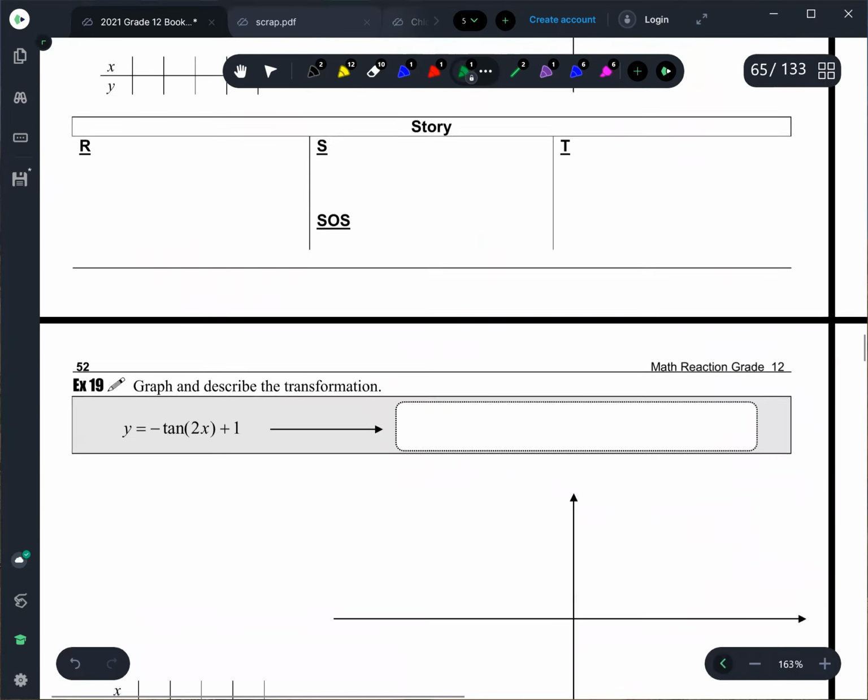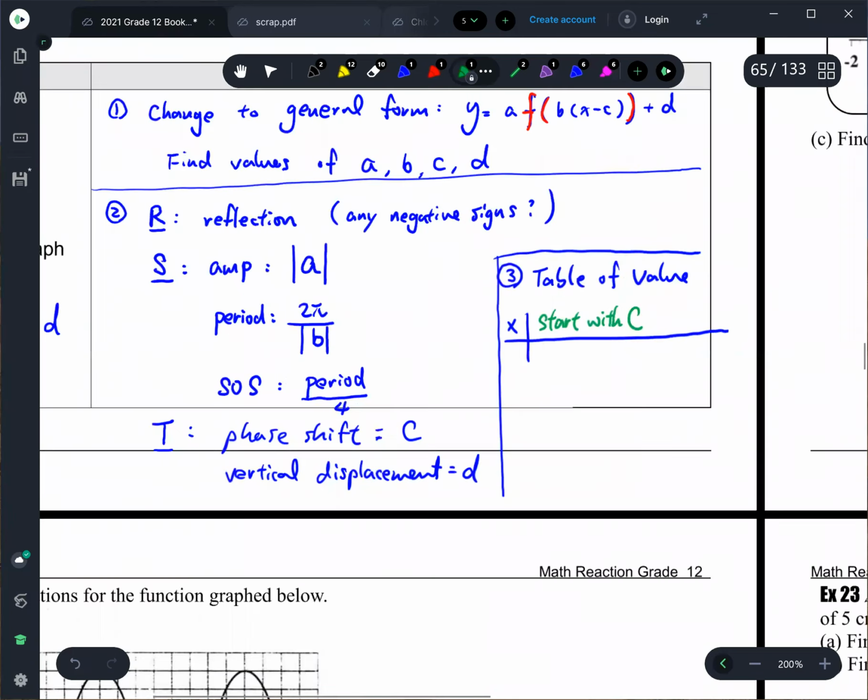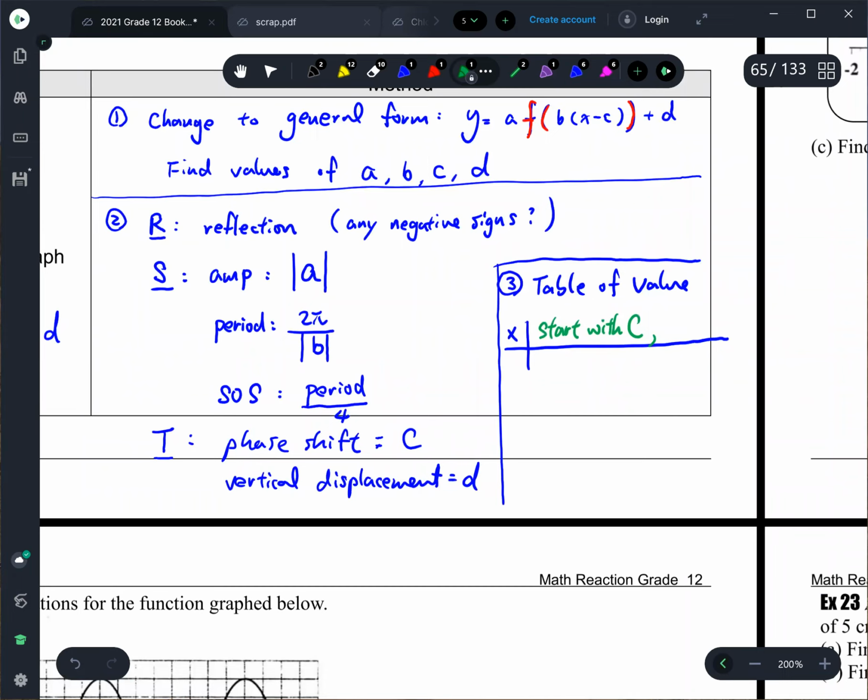Okay, so that's something I would like you guys to remember for today: you need to start with C. After you start with the C, you get the first point, then you use SOS to get other points. SOS tells you how wide the space is between the first one and the next one and the next one. That's SOS.